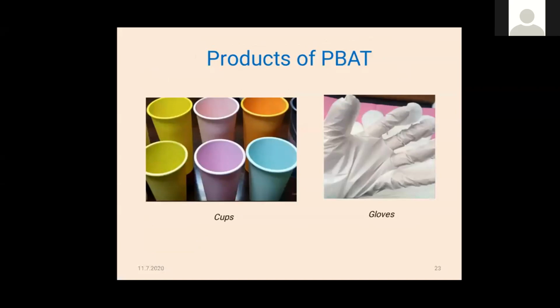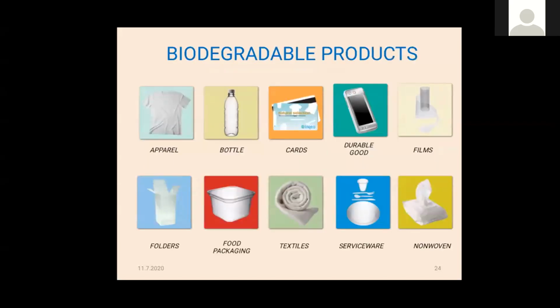These are some of the products of polybutylene adipate terephthalate, like cups and gloves. These are the three major biopolymers needed by the end-use industry. Some of the other biodegradable products are showcased in the pictures.